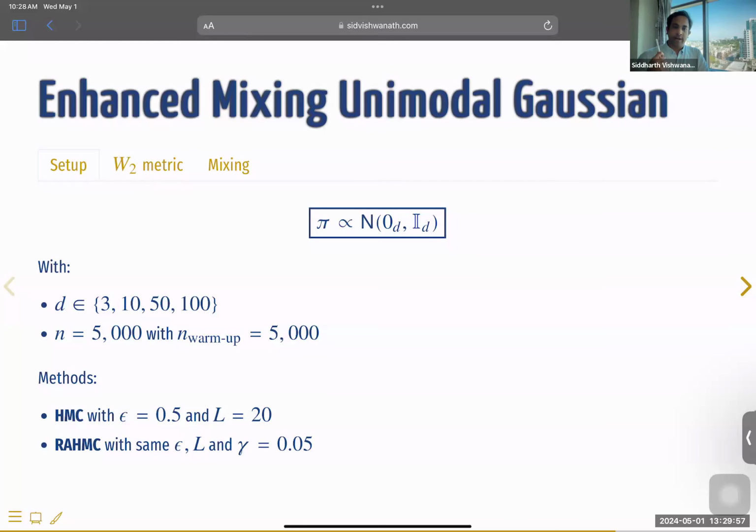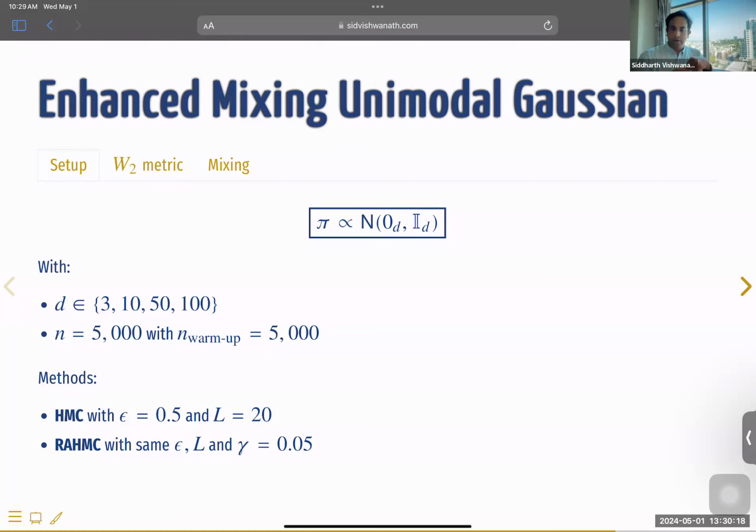And we're going to generate 5,000 samples after running the Markov chain for 5,000 iterations of warm-up. The methods that we're going to use in this comparison are just vanilla HMC, for some fixed epsilon and simulation length L. So over here we choose L equals 20.